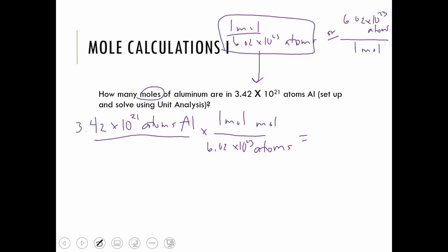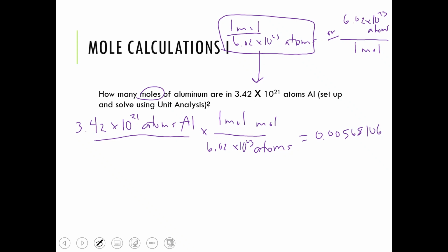So here is where it is very important, since both of my numbers have scientific notation, I would recommend using parentheses. I would type in parentheses 3.42 times 10 to the 21st, close that parenthesis, and hit divided by, and now another parenthesis, 6.02 times 10 to the 23rd, and end that parenthesis. And your calculator should spit out 0.00568106, et cetera, et cetera.